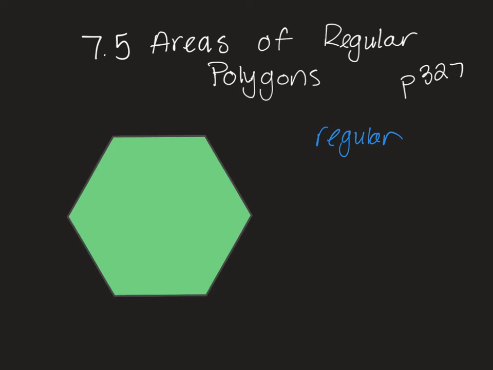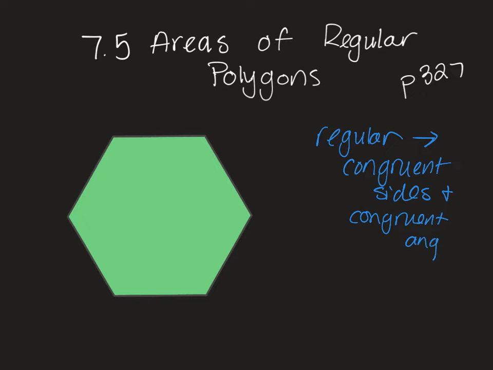So a regular polygon has congruent sides and angles. So this is going to apply to any regular polygon, right? So anything that has all of its sides congruent, so this is a regular hexagon, right? So anything with all the sides and angles congruent.